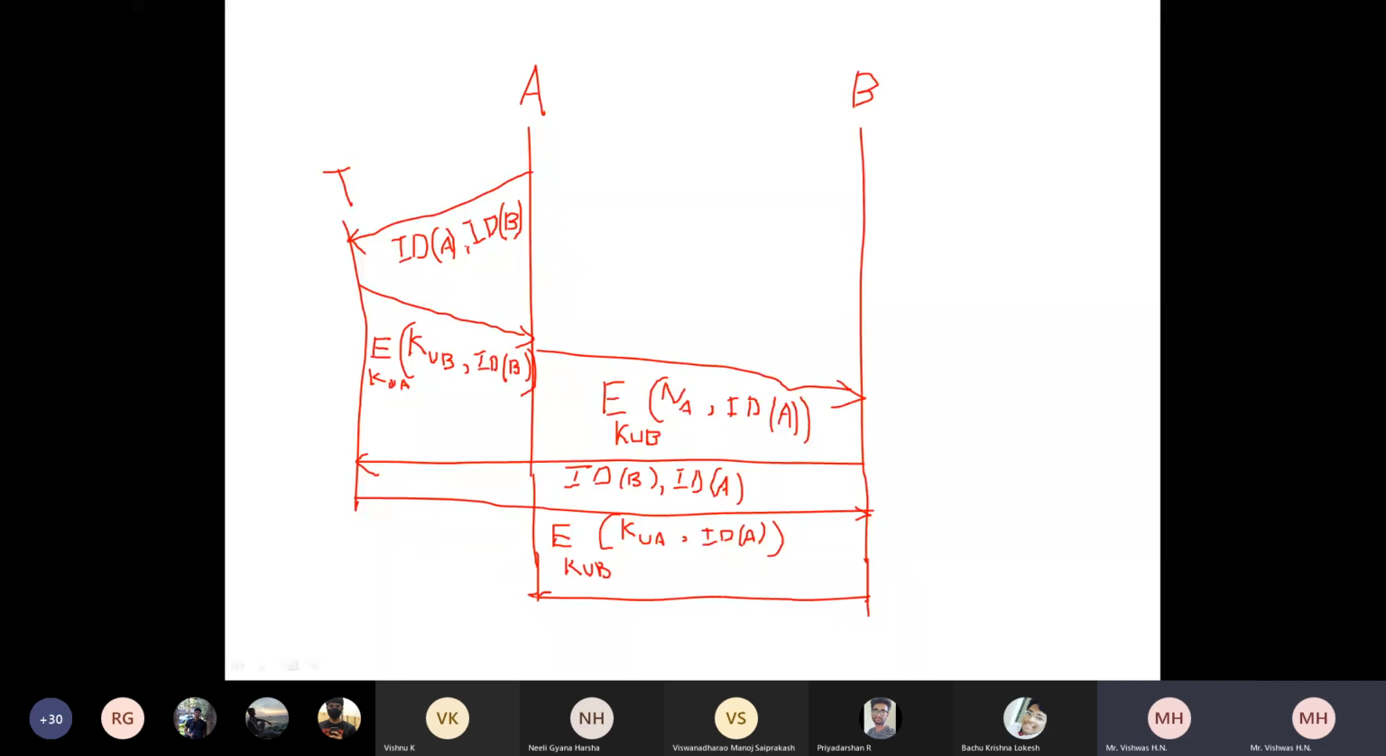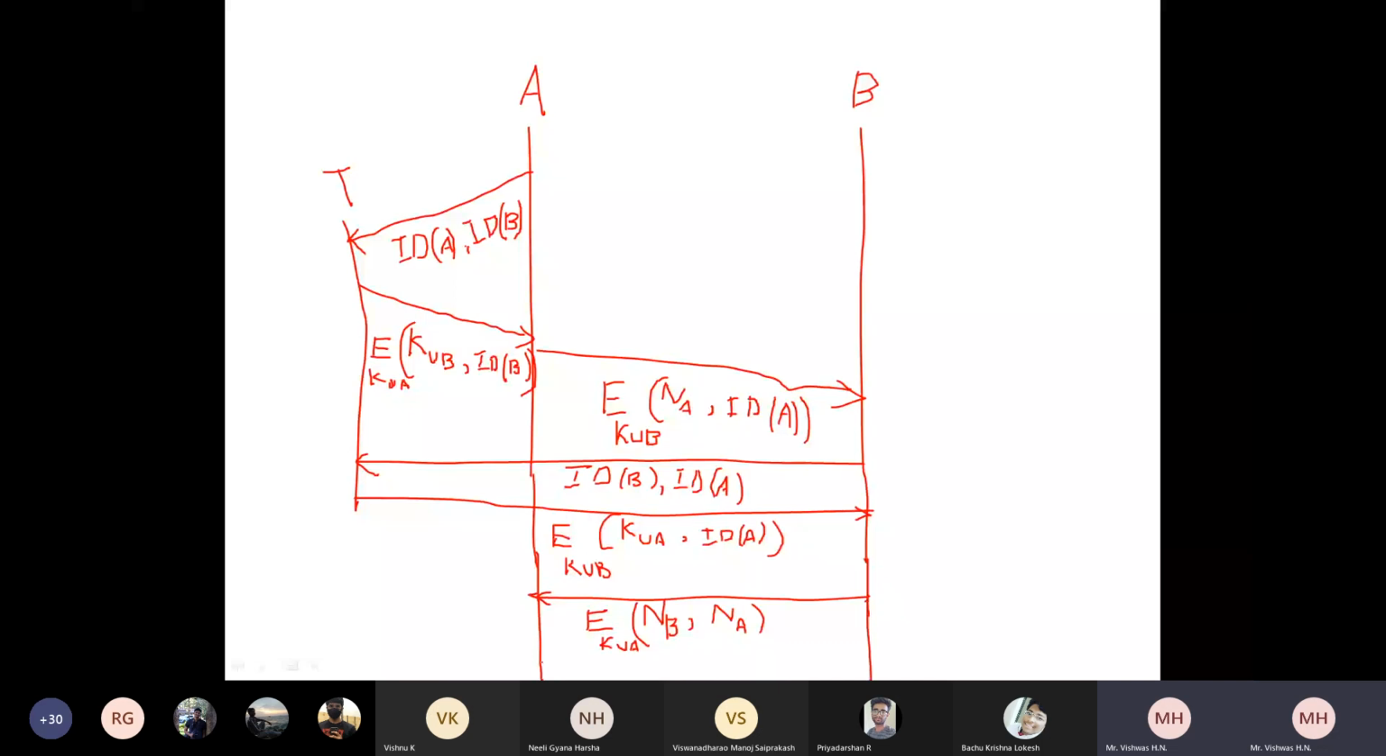What is it? B will send nonce of B, because it is mutual authentication. It sends nonce of B and nonce of A as it is, which it has received already. Then that thing is encrypted using the public key of A, because only A can decrypt it. Is that clear? And now for that, A also has to give a final response.